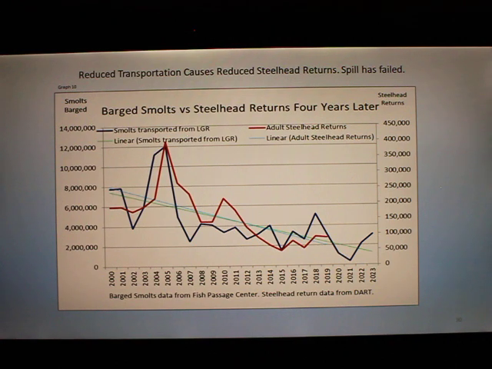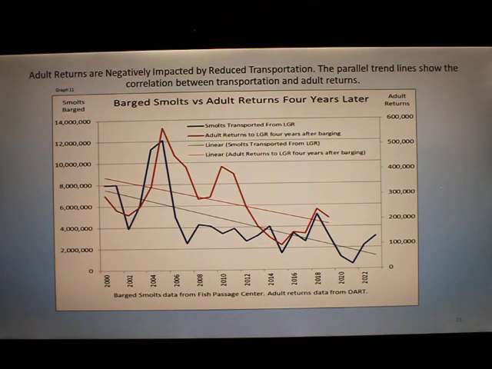Now this is barged steelhead. Note that the lines are, although they cross, almost parallel. As barging declines, steelhead returns decline. When you add the Chinook and the steelhead together, you'll see that there are practically parallel lines between reduced barging and reduced number of returning adults 4 years later.